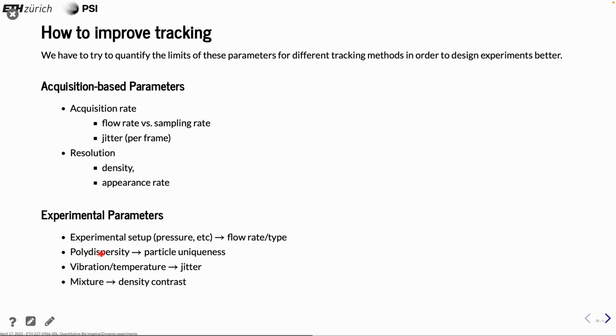Then you can also look into the particle uniqueness, if it's possible. Not always. And then you can look at the vibration, how you can control it, to control the jitter, and the mixture, how to fix the density contrast. So there are things you can do on both the camera side and on the experiment side to get the best result.